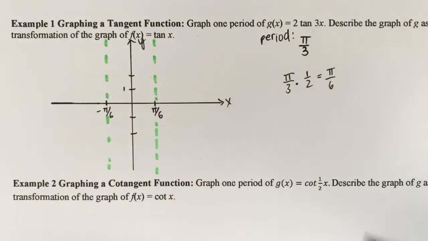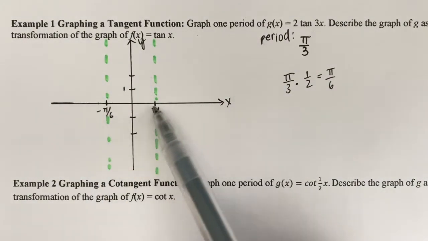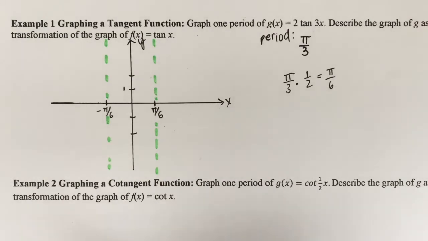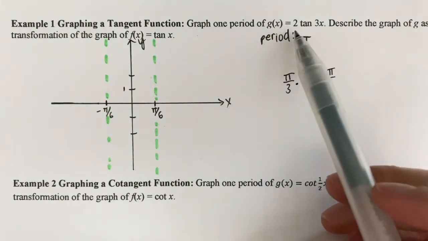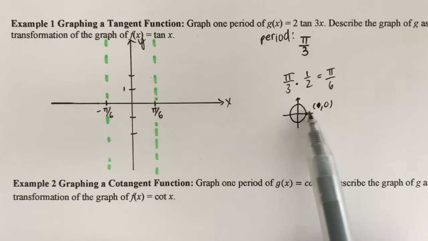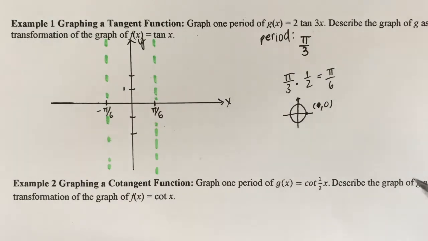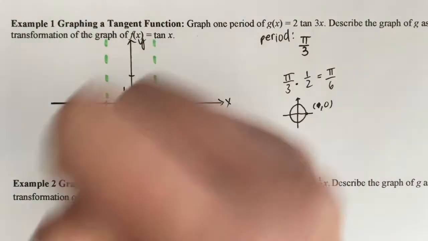We next want to find the x-intercept. At which point does the function cross the x-axis? We know that tangent of 0, because at 0 sine is 0 and cosine is 1, is going to be 0. So we know that our x-intercept occurs at the origin.